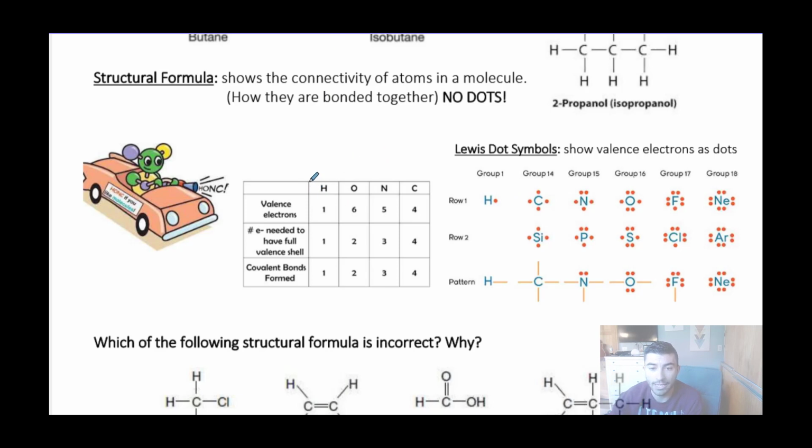And the Hank rule essentially says that for hydrogen, oxygen, nitrogen, and carbon, each of those are going to form 1, 2, 3, and 4 covalent bonds respectively.